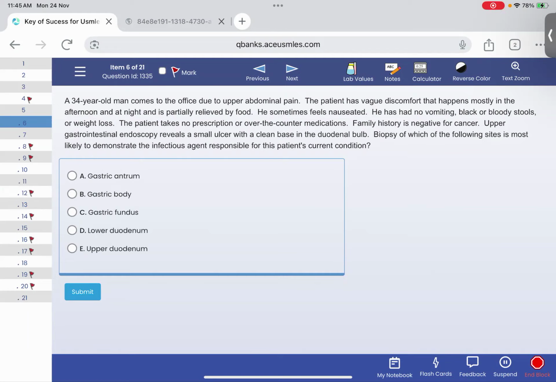So what condition is this patient having? Duodenal ulcer, right? There is a small ulcer in the duodenum, and also the pain is partially relieved with food. With food, does the pain increase or decrease? With the duodenal ulcer, pain decreases with food, it's relieved. With the gastric ulcer, it increases. So biopsy of which site is most likely to demonstrate the infectious agent? The gastric antrum, yeah.